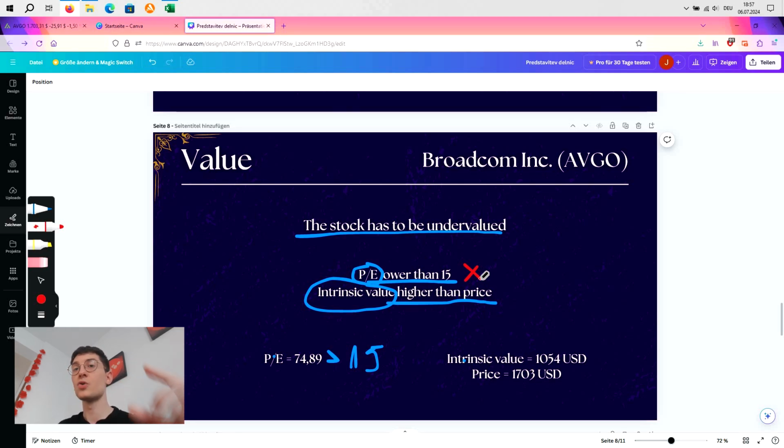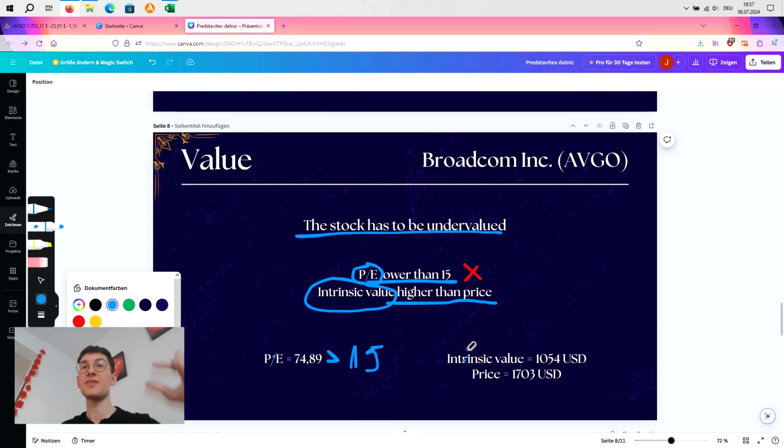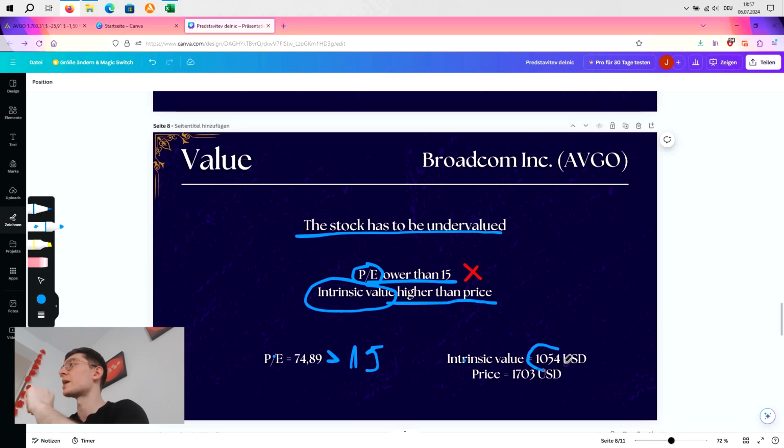Now we come to the intrinsic value, and this is quite an important concept, and I want to have your full attention when I explain it to you, okay? So intrinsic value actually means the price that the stock should have at this exact moment, okay? Let's take a look at that example and I will explain it to you based on that, okay? So look here. Intrinsic value of Broadcom Incorporated should be around $1,000, okay? Now the current, actual price is 1,700, which means that the stock is currently trading at $700 higher than it should have. You know what I mean?